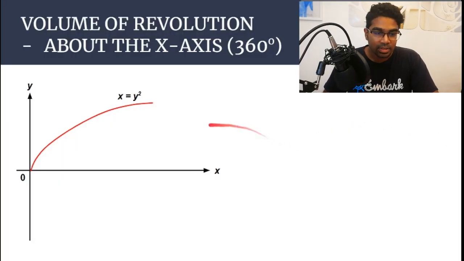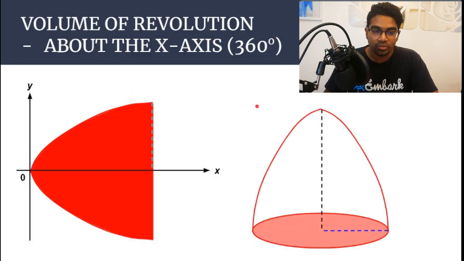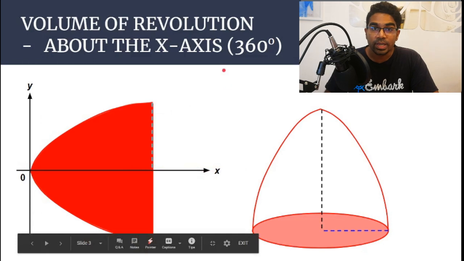Let's look at this example. This is a graph. The equation for the graph is x equals y squared. Now first, before we find the volume, we need to understand what a volume of revolution is. A volume of revolution is when we take the graph and we revolve it about one of the axes. So in this video, I'm only going to be looking at the x-axis.